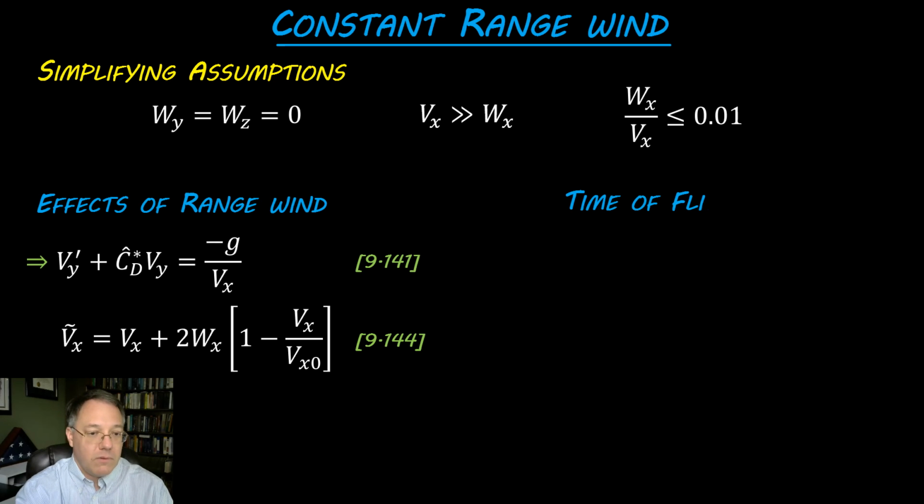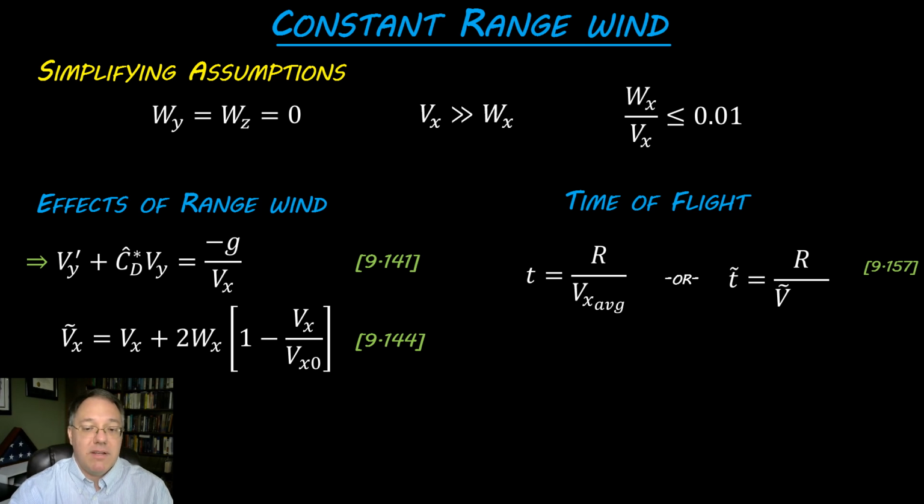That lets us then calculate our time of flight. How long is it going to take us to get to our target? If we start out with t, our time of flight, being equal to the range we have to go divided by the average velocity that we're flying, that's 9.157. We could rewrite that as our t tilde equal to our range divided by our tilde velocity averaged over the distance we have to travel, which is 9.158.